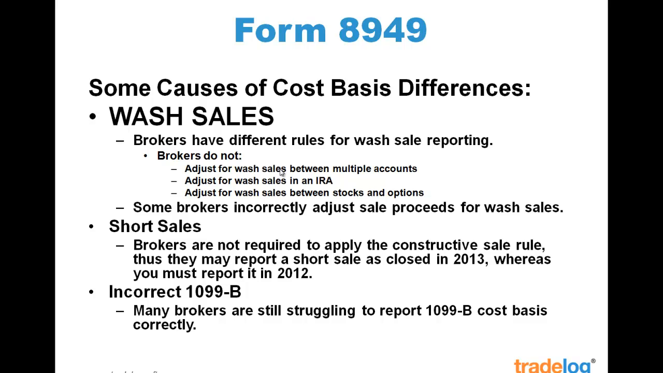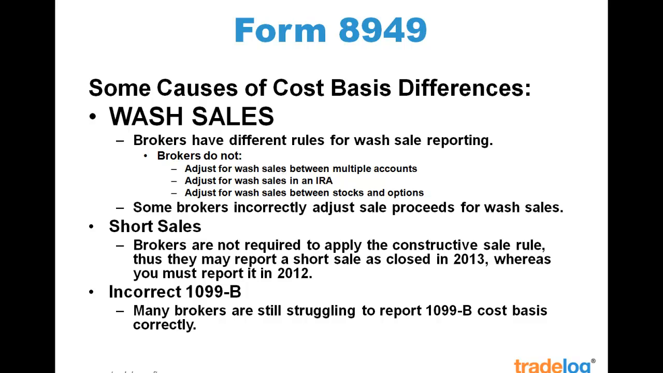What are some of the causes of cost basis differences? Well, you notice the big one that I made bigger, wash sales. That is the biggest problem that causes differences between 1099 and 8949. Why? Because brokers have different sets of rules for wash sale reporting. For example, brokers do not have to adjust wash sales between multiple accounts. They don't have to adjust wash sales that occur because of IRA trades. They don't have to adjust for wash sales between stocks and options. For that matter, they don't even have to report option trades yet. So those factors can completely change wash sale reporting and can have a big effect on cost basis.